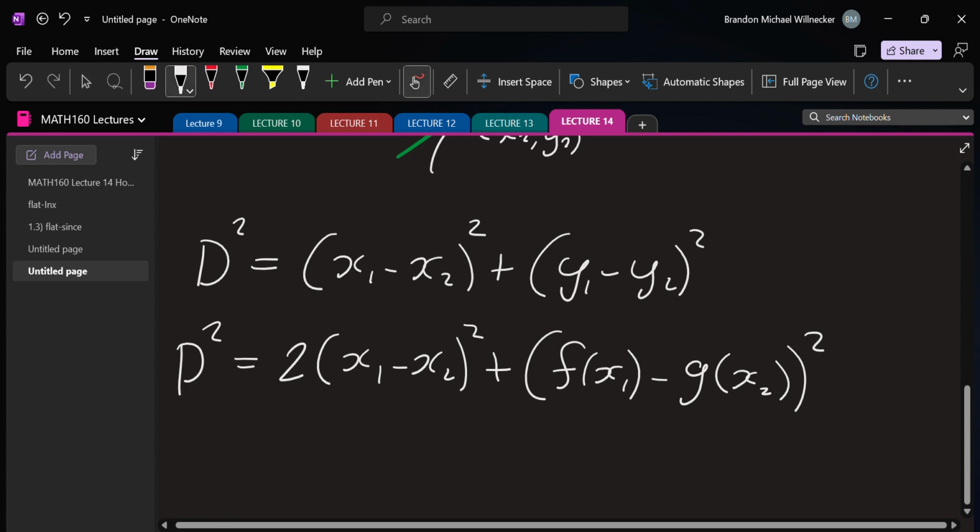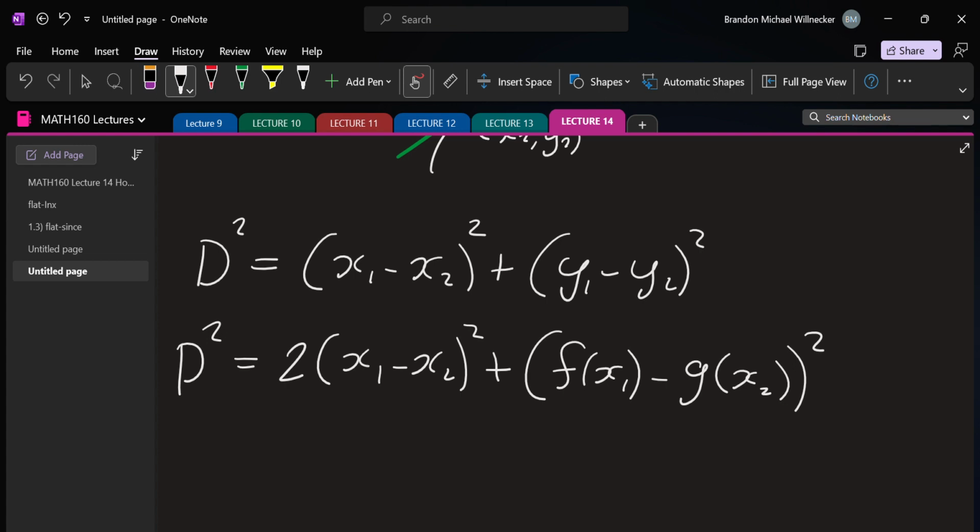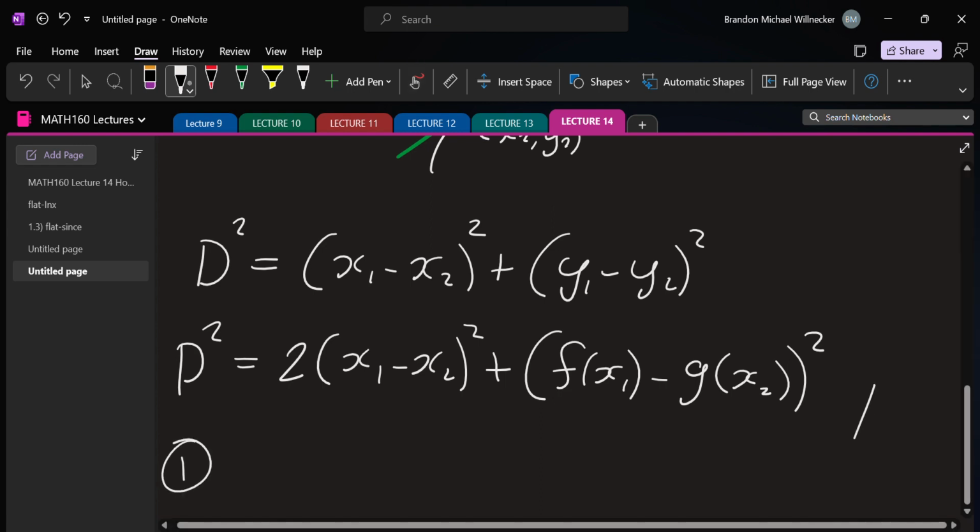Okay, so now we're going to take the derivative. Here we've got a problem because we've got x1 and x2. We've got two variables. So we're going to take this in two steps. The first step is we're going to fix the first point and move the second point. Then in the next step, we're going to fix the second point and move the first point. So we want one variable: we fix the one as a constraint, change the other, and then swap.